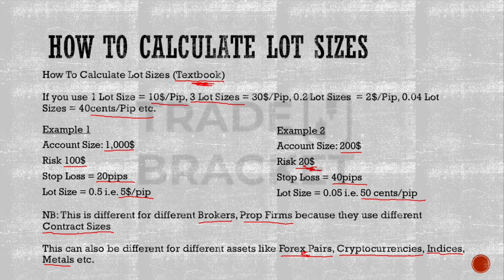The reason for that is because different brokers are using different contract sizes, and also different assets like forex pairs, cryptocurrencies, indices, and metals could be calculated differently. So if you go in with this textbook way, guys, you might end up risking more than you wanted to risk, or actually, if you win, you might end up taking less profit than you wanted to win. So it's important.